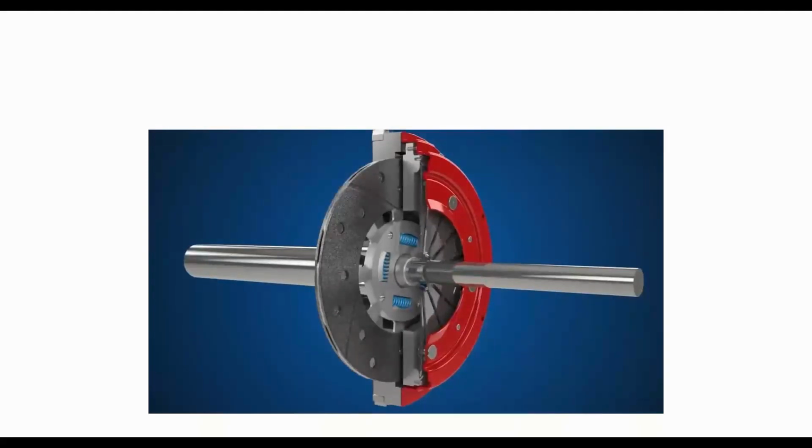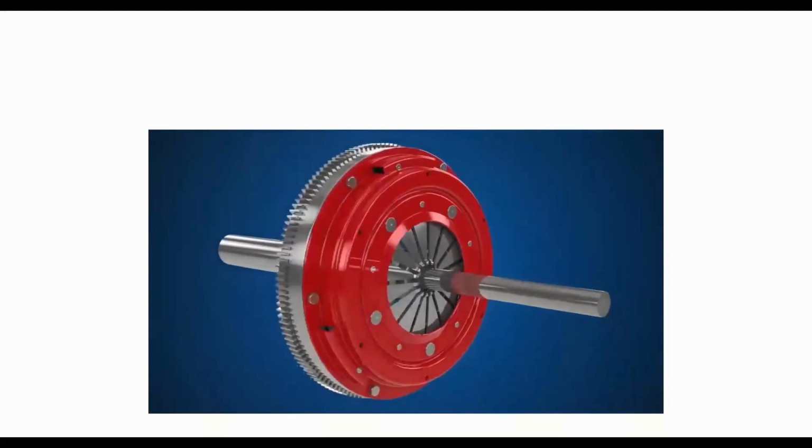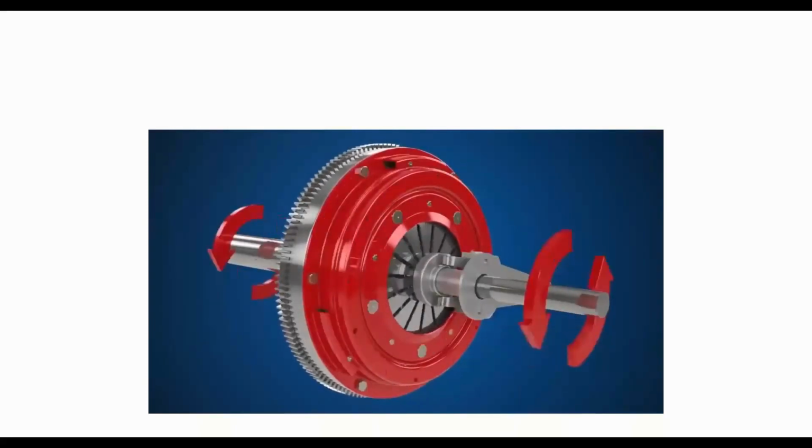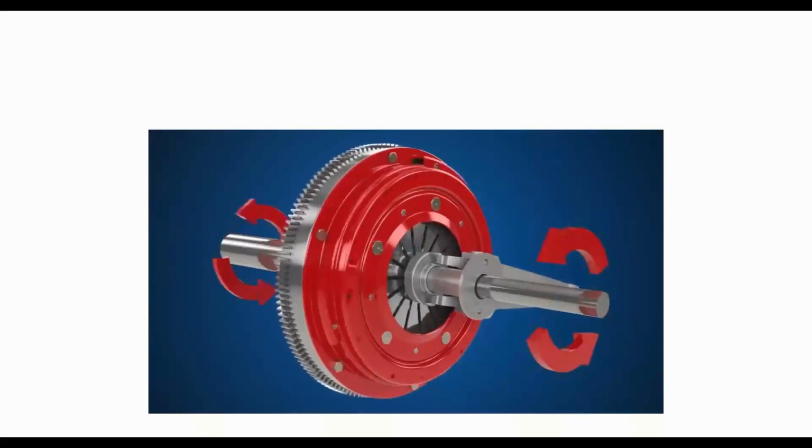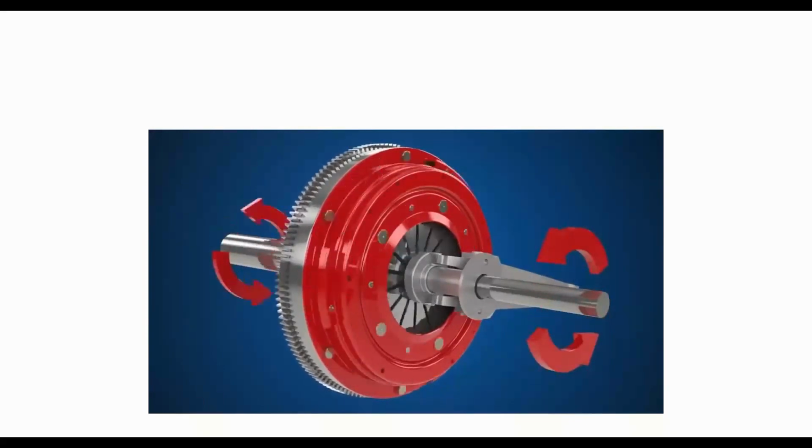See, whenever you press the clutch, what is happening? You can see the diaphragm moves inwards, whereas the clutch plate will move outward. You can clearly see in that video. Whenever there is a contact, you can see the engine shaft as well as the gearbox shaft both will be rotating.